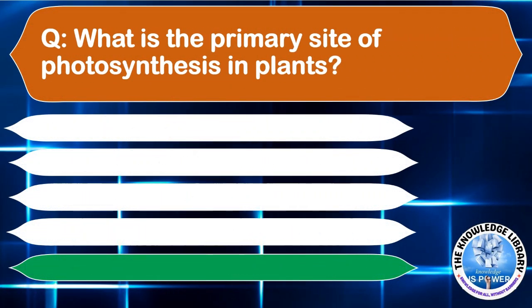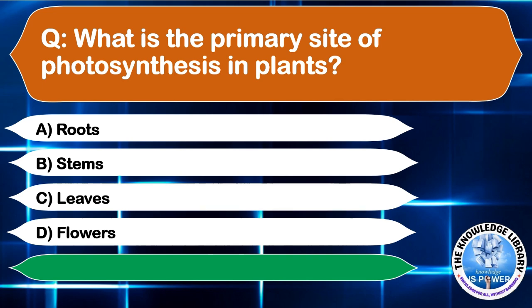What is the primary site of photosynthesis in plants? Option A, roots. Option B, stems. Option C, leaves. Or option D, flowers. The correct answer is option C, leaves. Moving to the next question.